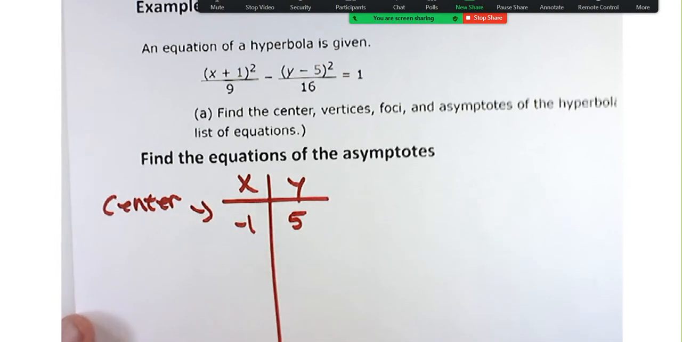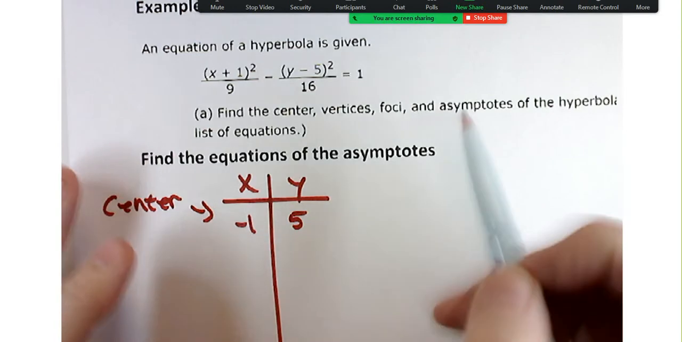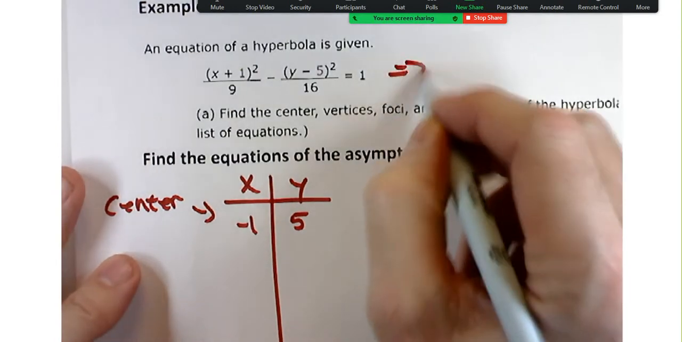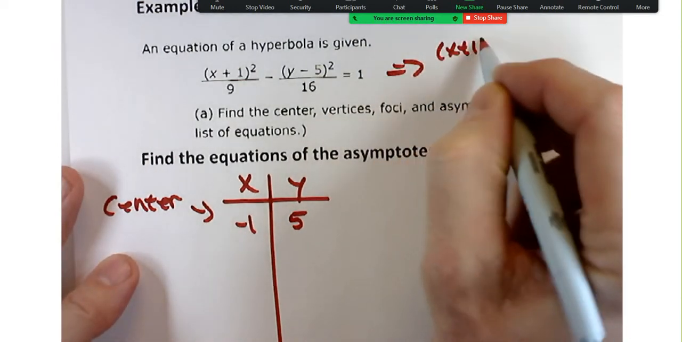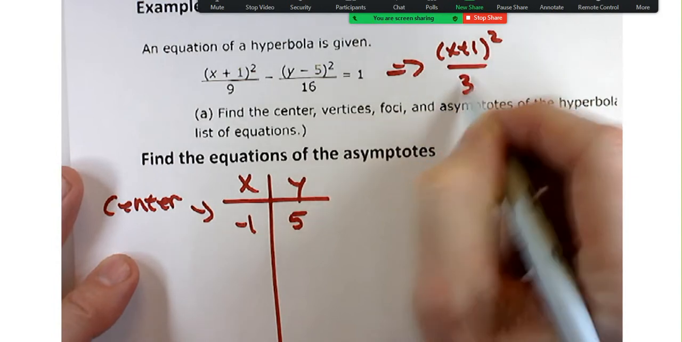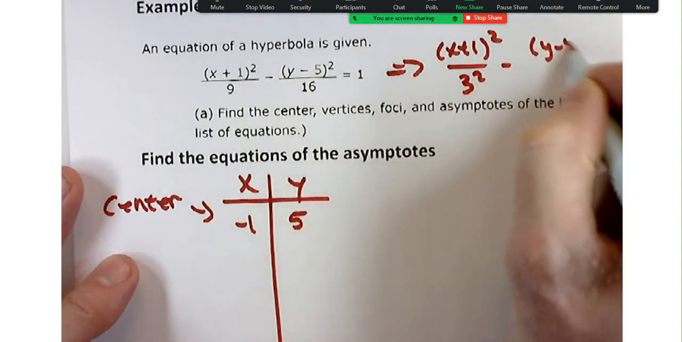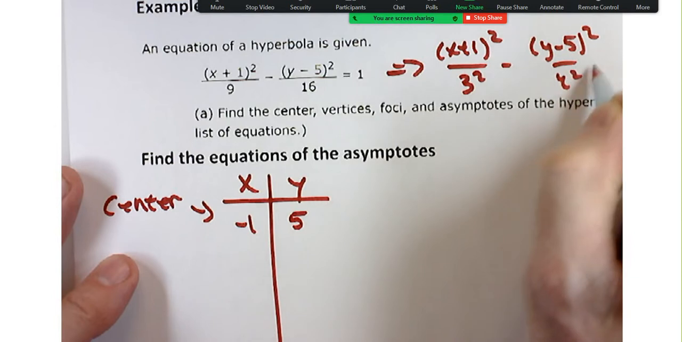By the way, which direction does this open? Up and down or left and right? Opens left and right. Good. So maybe it'd be helpful to rewrite this as (x plus 1) squared over 3 squared minus (y minus 5) squared over 4 squared equals 1.